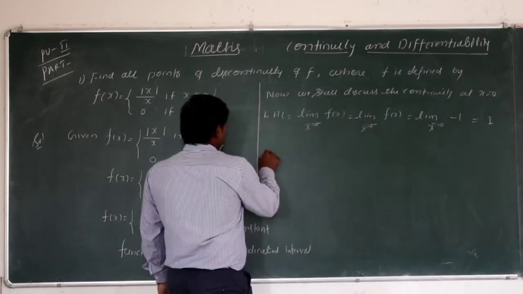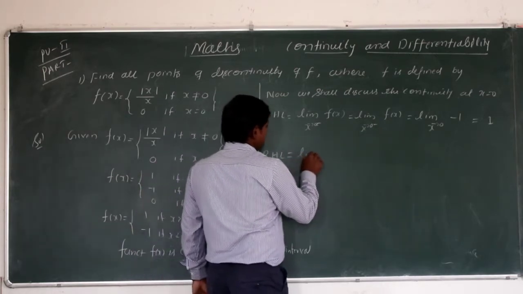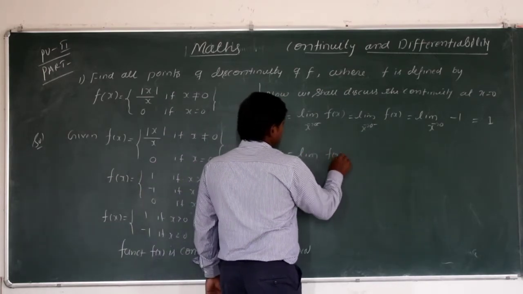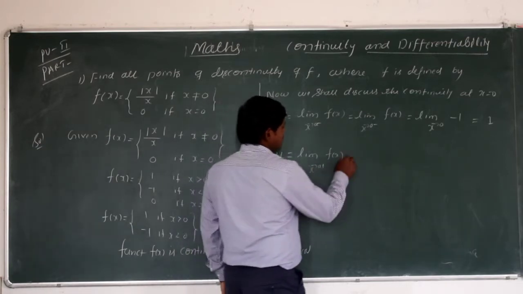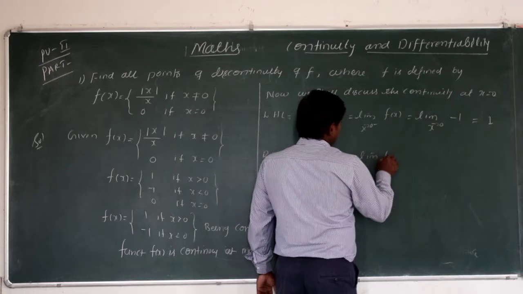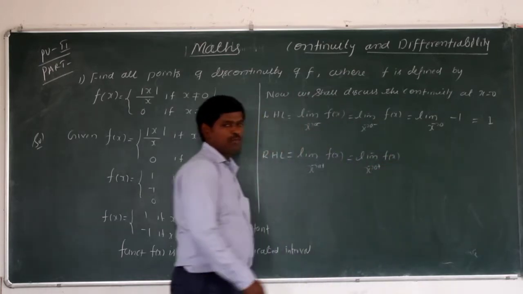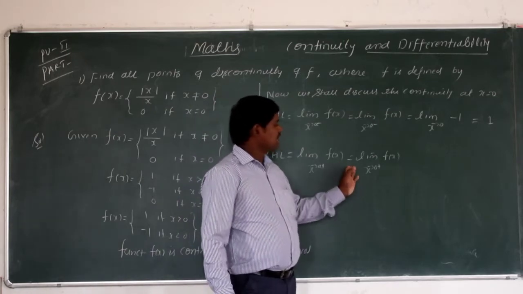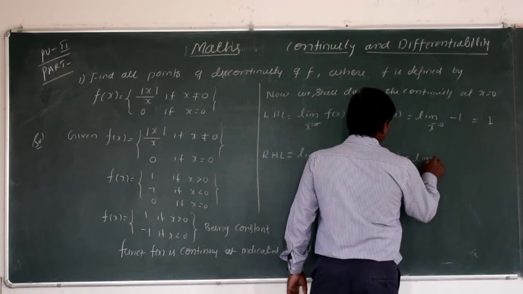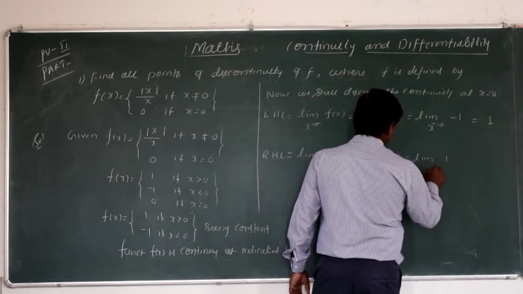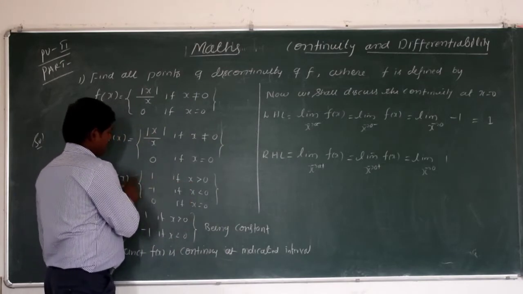So what about the right hand limit? By the definition, it can be written as the limit of f of x as x tends to a plus, which is equal to the limit of f of x as x tends to 0 plus. 0 plus means the value of x is greater than 0. So what about f of x? It is equal to the limit of 1 as x tends to 0 plus, since x greater than 0 gives f of x equal to 1.